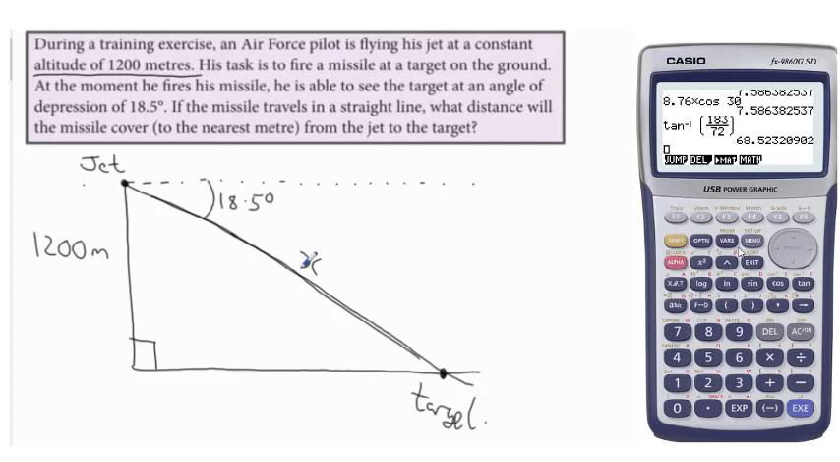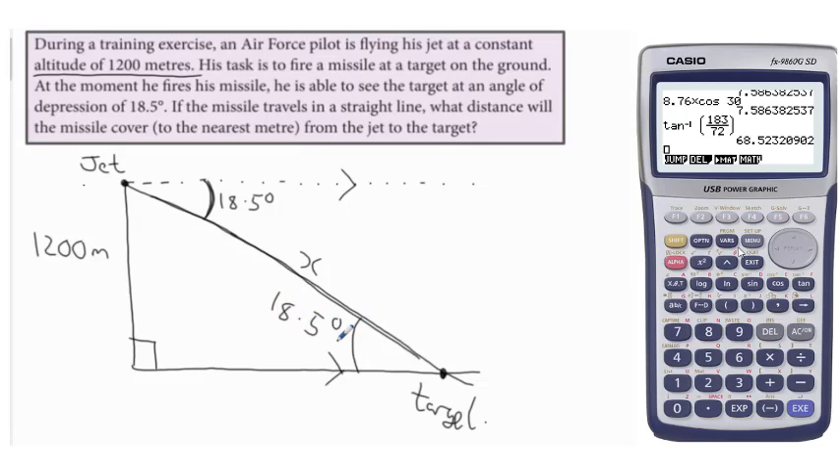If this is a horizontal line, and we know the ground is a horizontal line, we have two parallel lines. With angles of depression and elevation, you will often use that alternate angles are equal. So if I can see this 18.5 degrees here, and this angle here, they are alternate angles, so they are equal. So this is also 18.5 degrees.